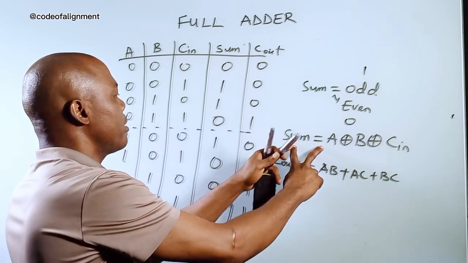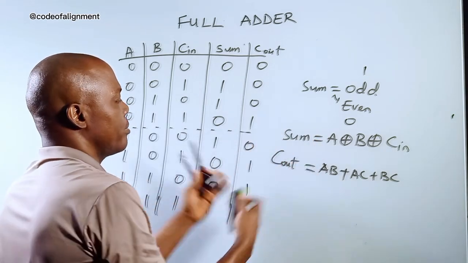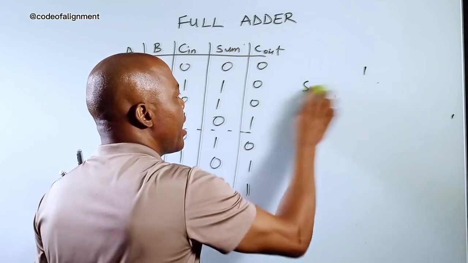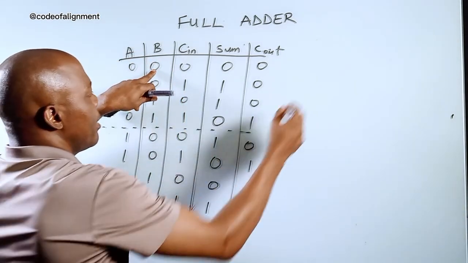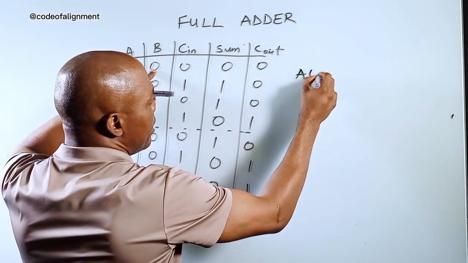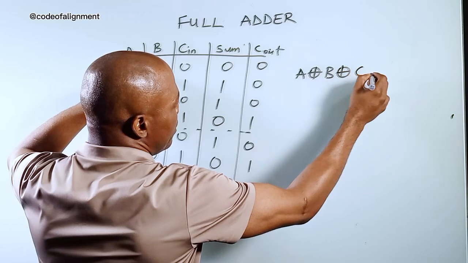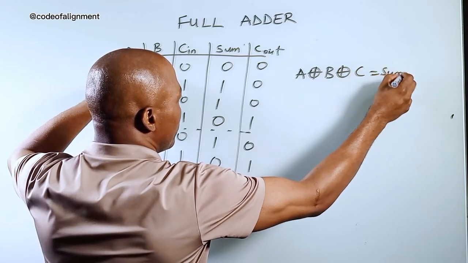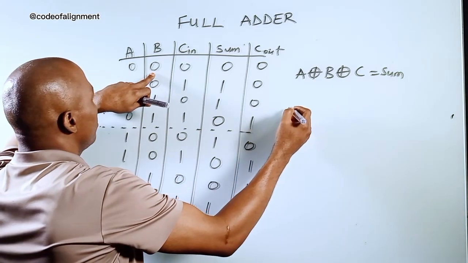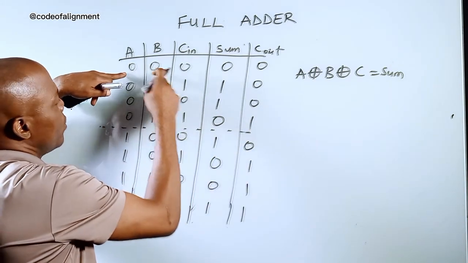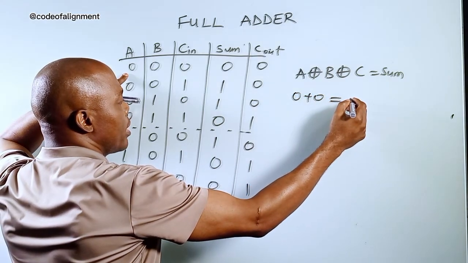So let's do a calculation to see if this one is correct. Since we say A exclusive OR B exclusive OR C equals what? Sum. Now let's do it. A exclusive OR. So 0 plus 0 plus 0 equals what?